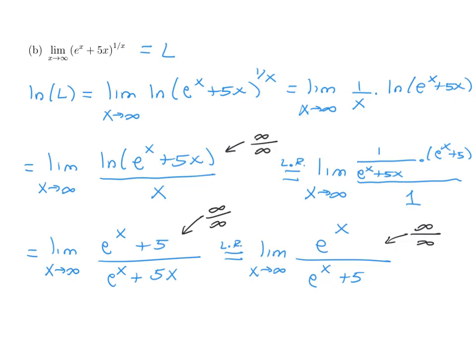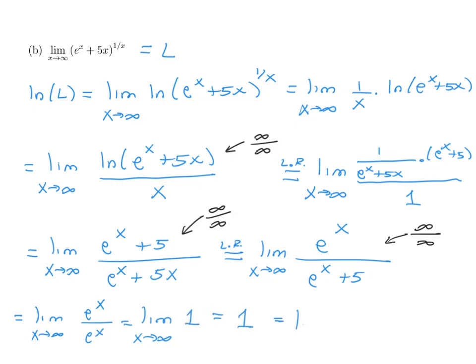And if you do that, we get the limit as x goes to infinity of just e to the x over e to the x, which is the limit as x goes to infinity of the number 1, and therefore the answer is just 1.